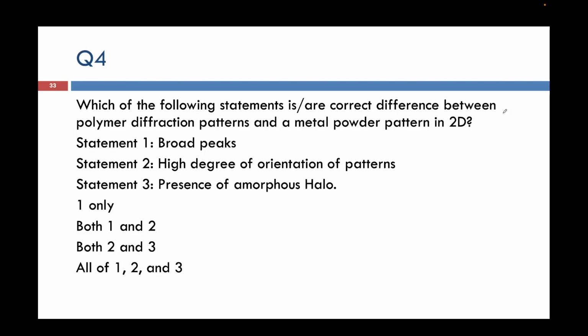So yeah, this is the question: which are the correct differences between a polymer diffraction pattern and a metal diffraction pattern? Broad peaks, high degree of orientation of patterns, presence of amorphous halo. So this is A, B, C and D. Can anyone answer?